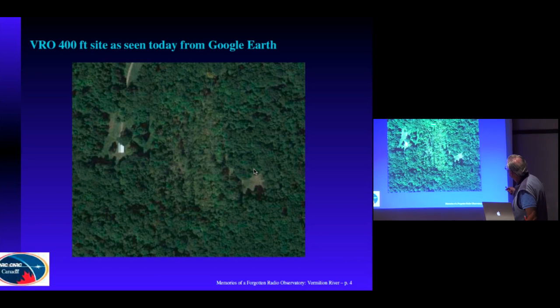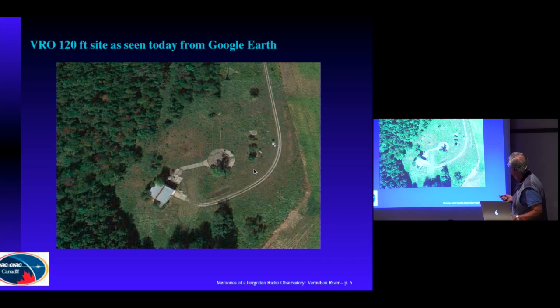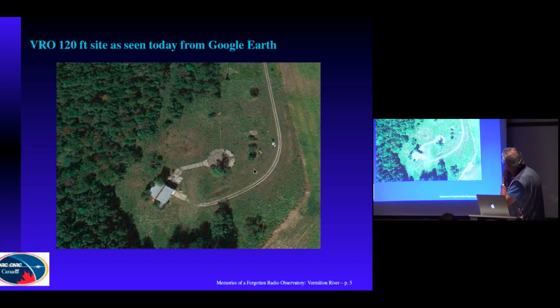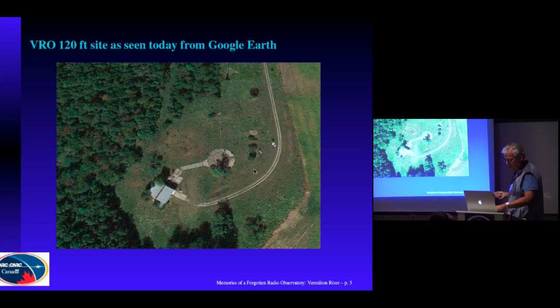And here you can really see there's this change of vegetation in the area of the 400 foot by 600 foot. And here's a zoom in on the 120-foot telescope, where it looks like there's some kind of concrete pad left behind, but the telescope itself is gone.